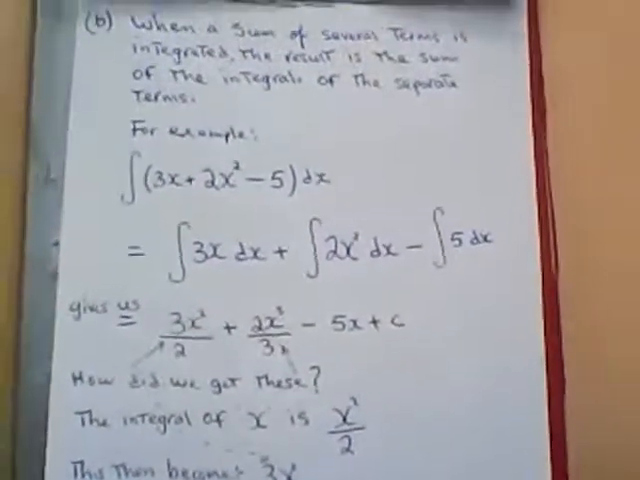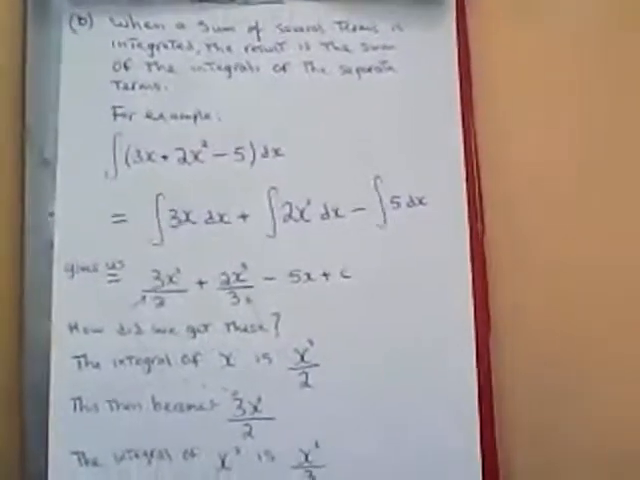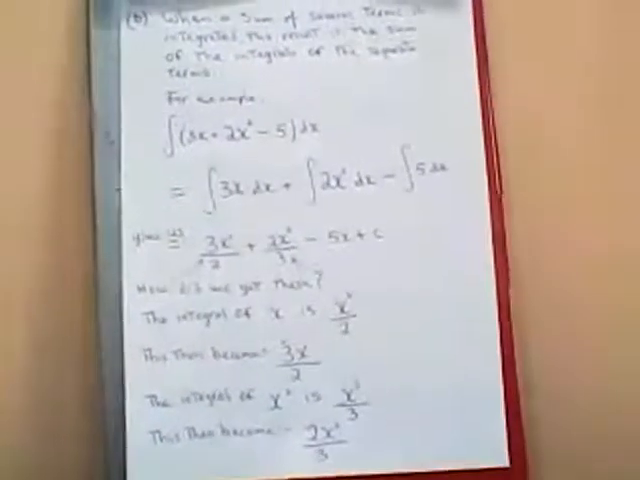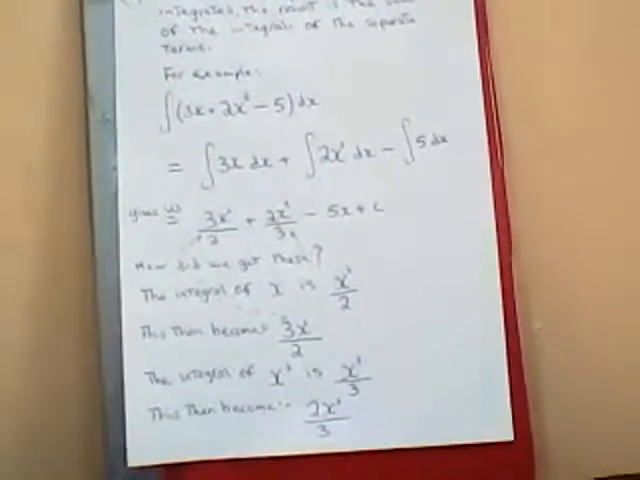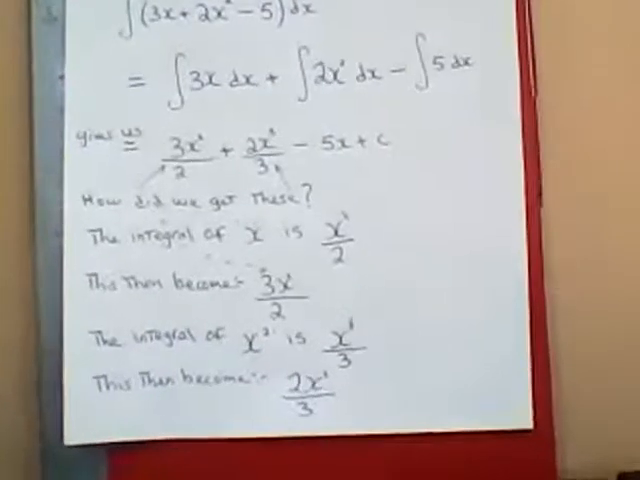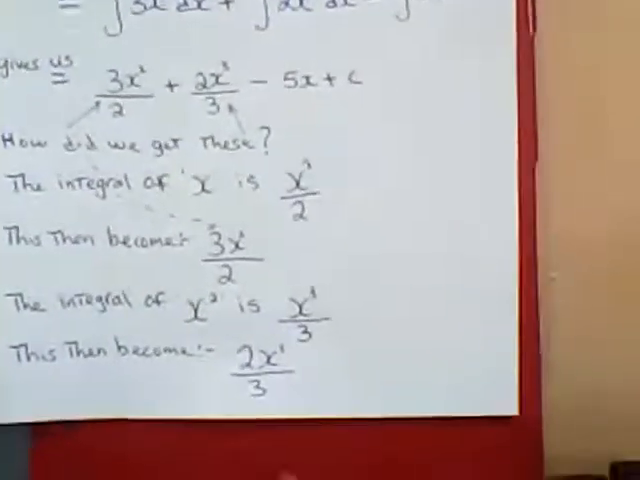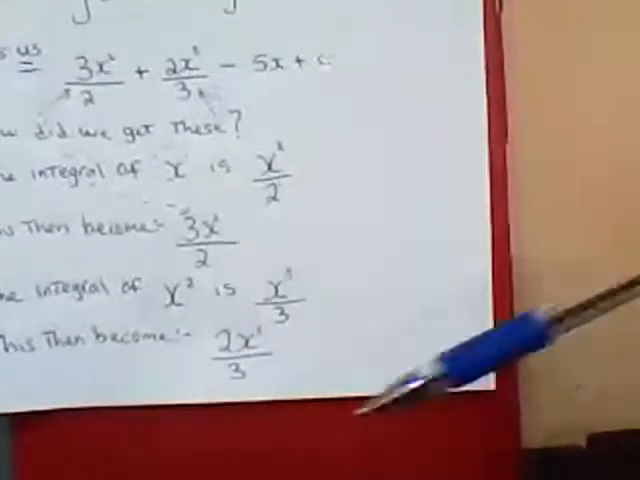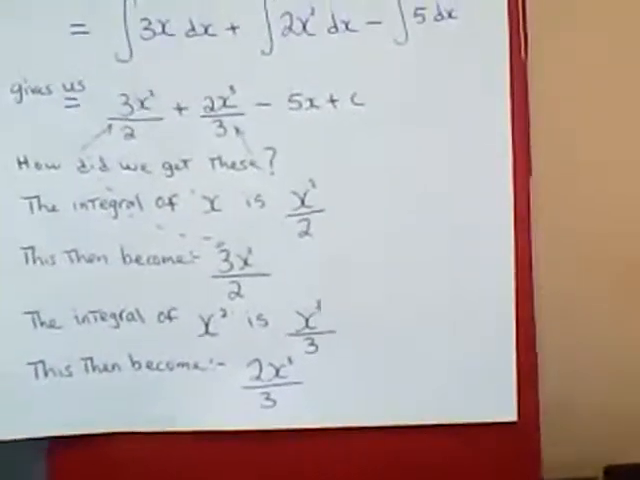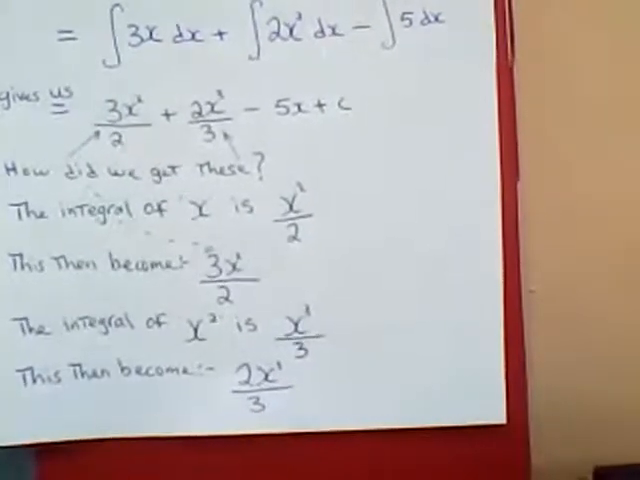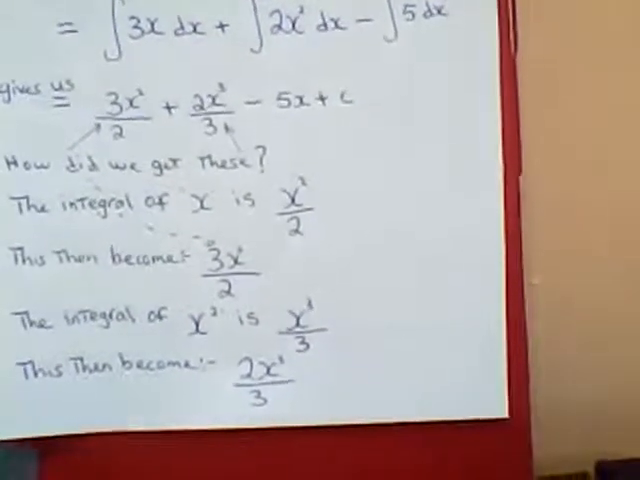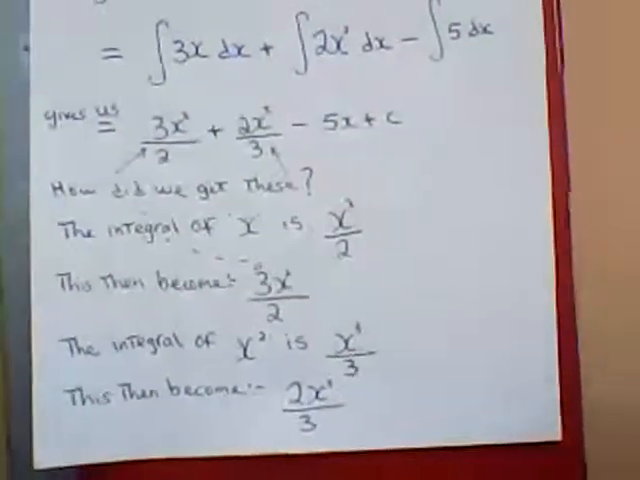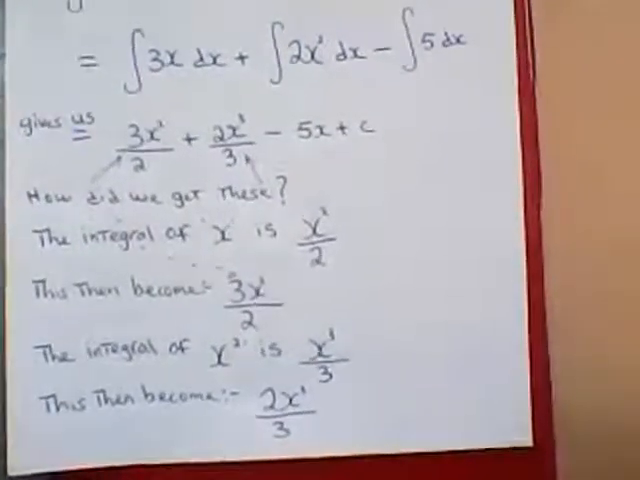Let me just go back a little bit and I'll bring it fully in. This then becomes 2x cubed over 3. That is how we arrive at our results. So we know by conclusion that that process would be applicable because we have used the rule.